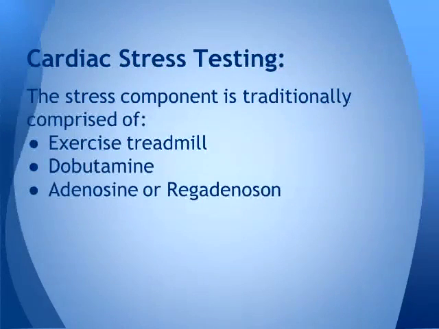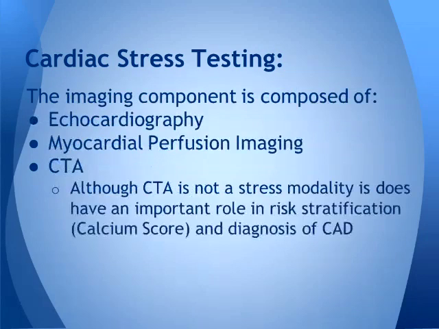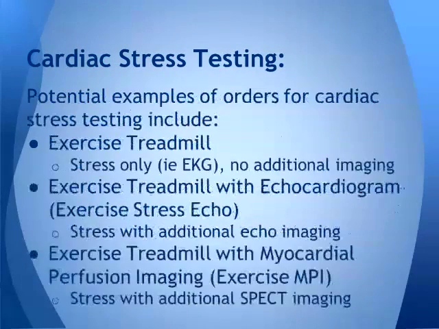So the stress component is traditionally comprised of an exercise treadmill. Some institutions use a bicycle, a recumbent bike. Dobutamine is a stressor. Adenosine or regadenoson are also vasodilatory stressors that we can use. The imaging component is composed of echocardiography. Here we have myocardial perfusion imaging. And over the last few months, we've also acquired cardiac CT ability here. Although CT is not a stress modality, it does have an important role in risk stratification and diagnosis of coronary artery disease. We'll talk about that later.